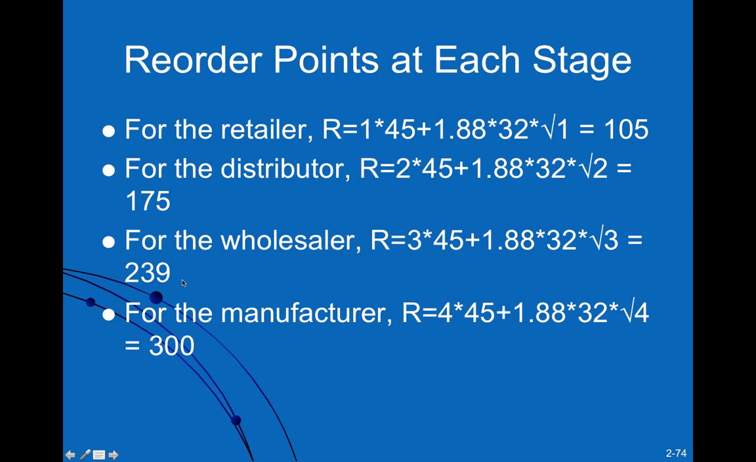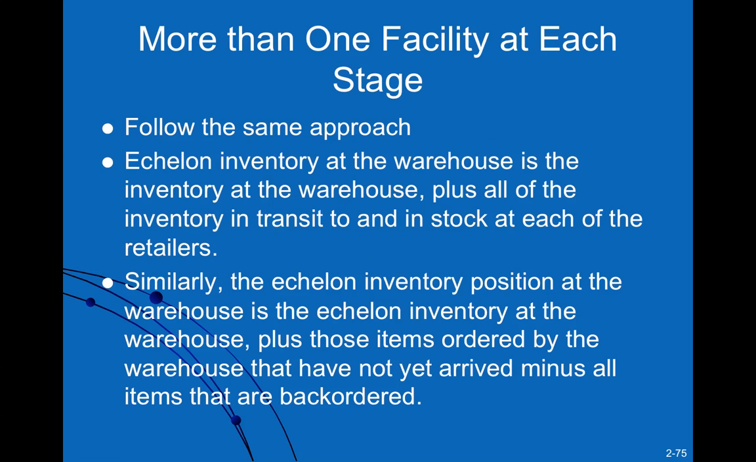So as you go up the chain, you'll notice that the reorder points get higher and higher. And the only way to reduce that essentially is to cut down on the lead times or cut down on the standard deviation or the variability in demand if you could sort of do that.